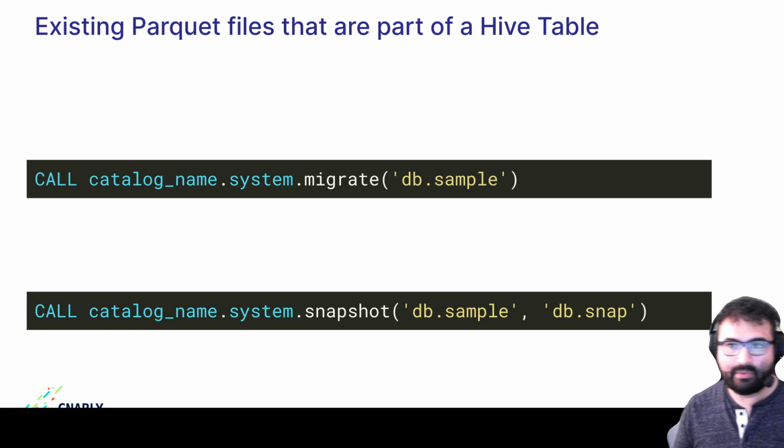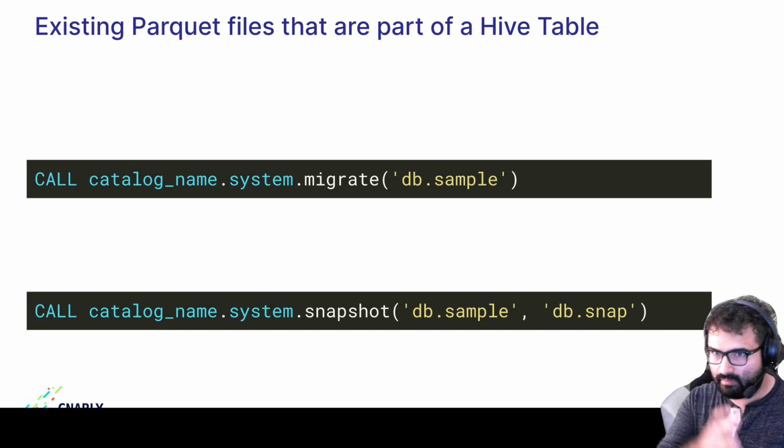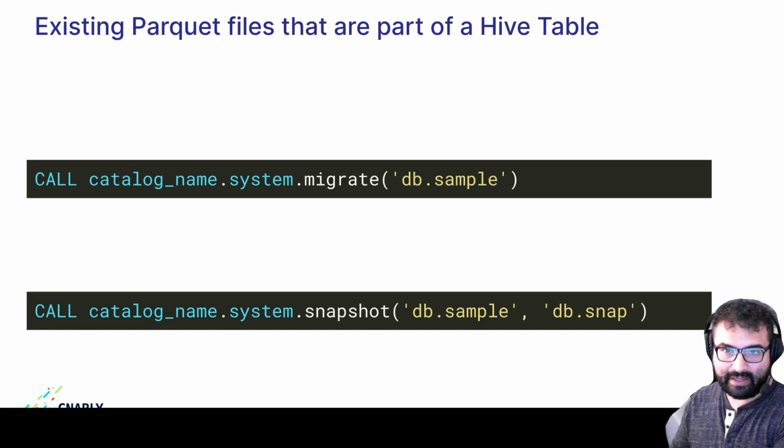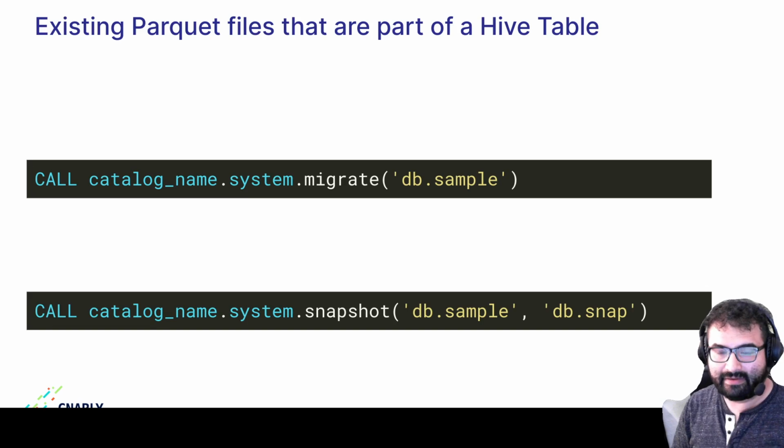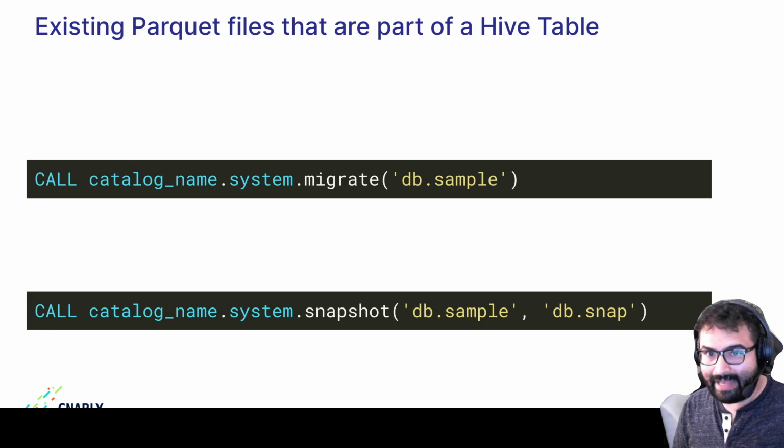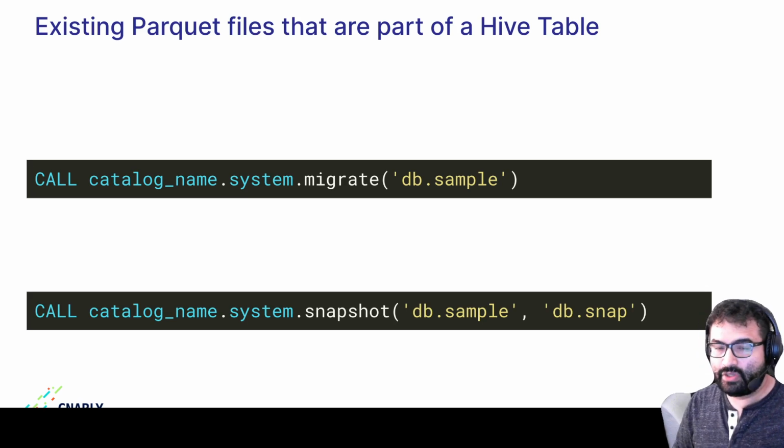So you have a table that is a Hive table that's in your Spark catalog, and you want to migrate that over to an Apache Iceberg table in your Iceberg catalog. You can use this migrate command. Now, keep in mind it is destructive. So after the command is done, the Hive table no longer exists. So you don't want to run this until you're pretty sure you're ready to do it.